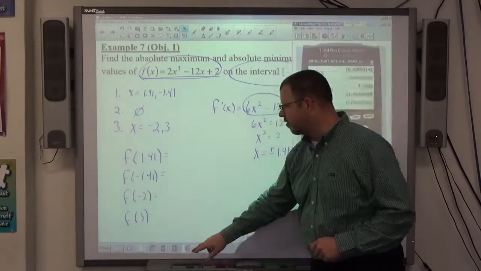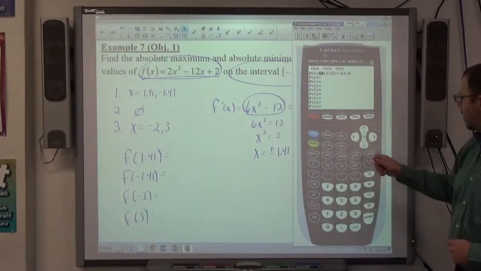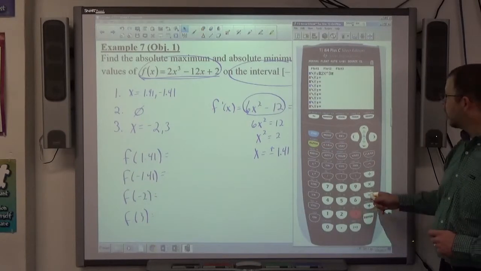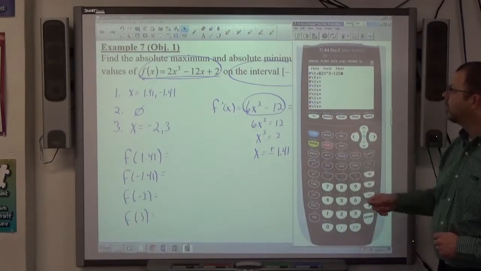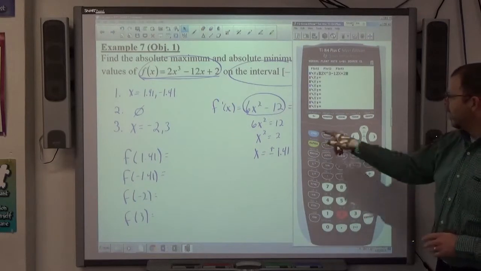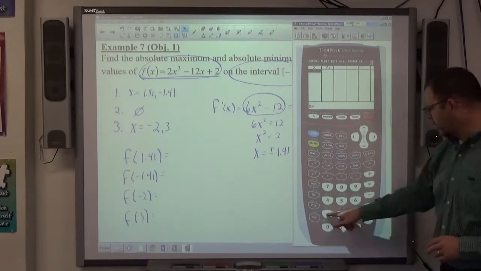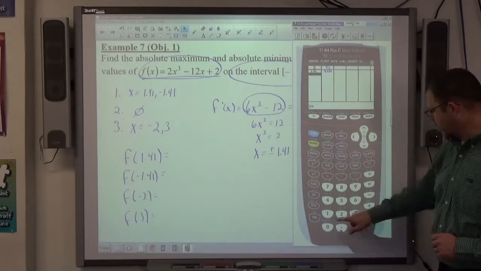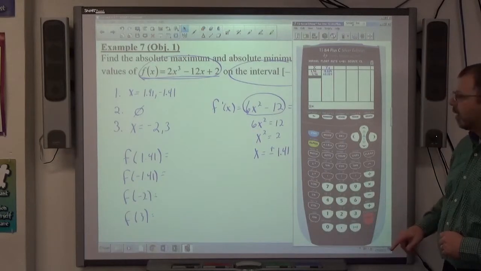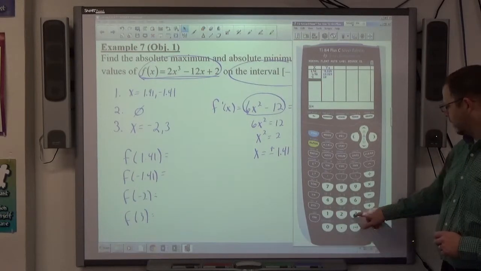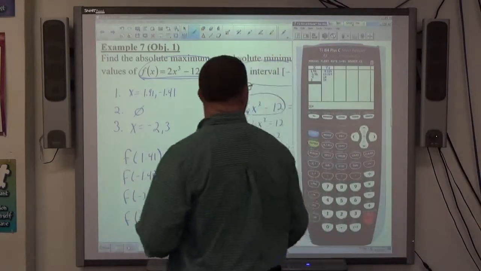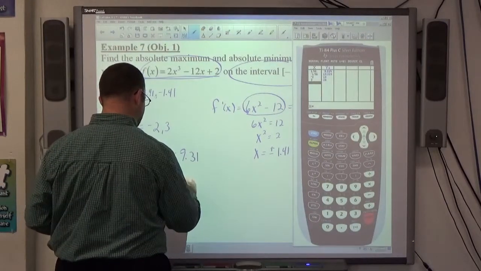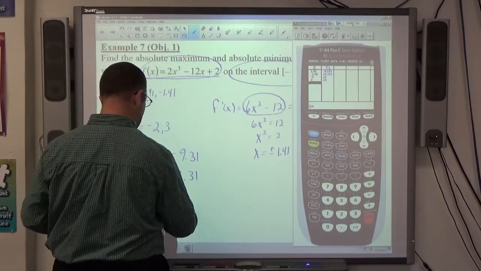And I'm evaluating the same function for multiple numbers. The easiest way to do that is to go to my y equals, enter the function I want to evaluate, 2x³ − 12x + 2, and go to my table and enter the 4 numbers that I care about: 1.41, −1.41, −2, and 3. And my results are −9.31, 13.31, 10, and 20.